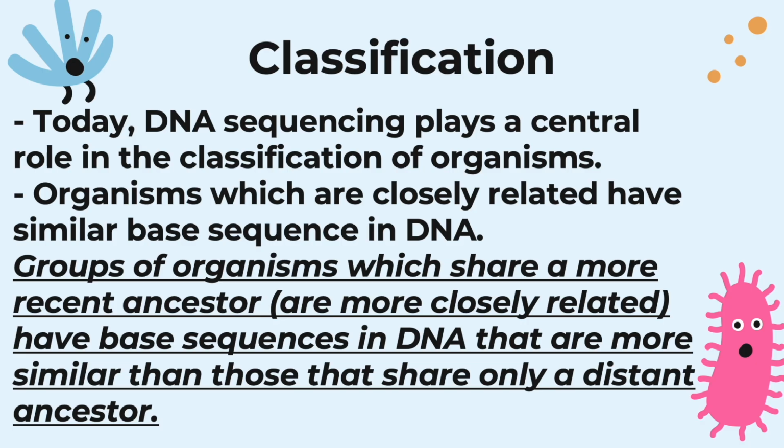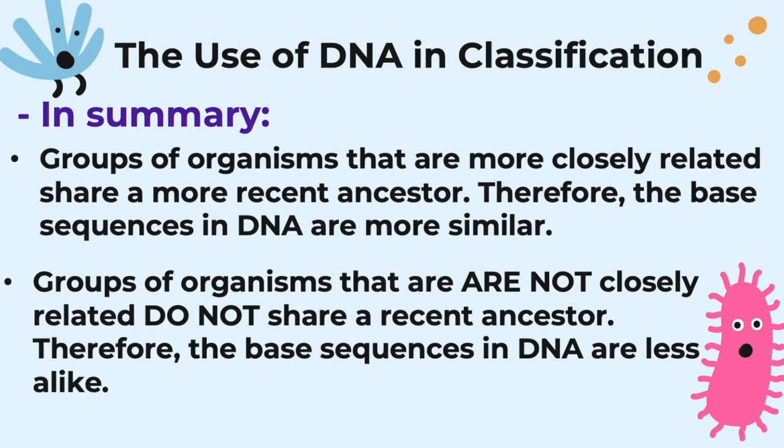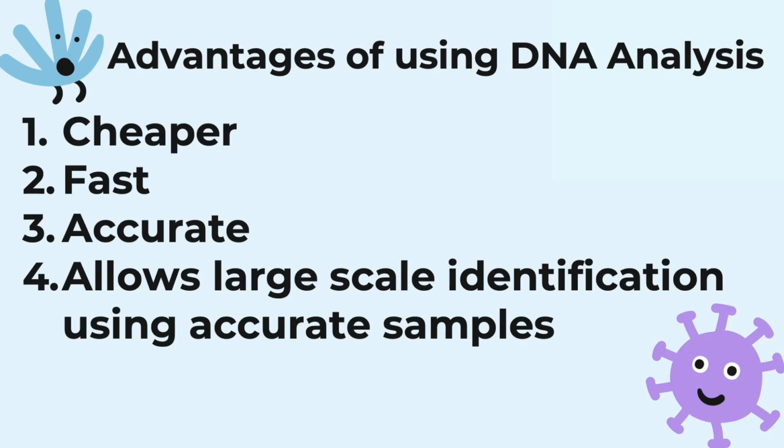Organisms that are closely related have similar DNA-based sequences, so if two species share a recent ancestor, their genetic code will look alike. So in summary, the closer two species are on the evolutionary tree, the more alike their DNA is, because they split from the same ancestor not too long ago. And if two organisms aren't closely related, they don't share a recent ancestor and that shows up in their DNA, it's less alike. Thanks to DNA analysis, classification is now faster, cheaper, and more accurate. Scientists can compare genetic sequences to identify species and understand how closely related they are.